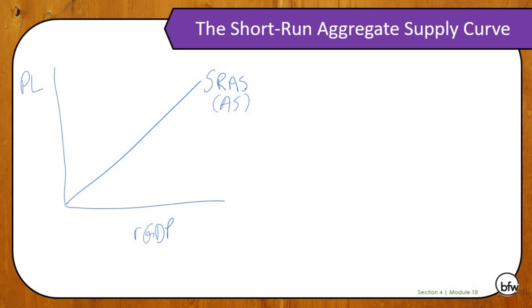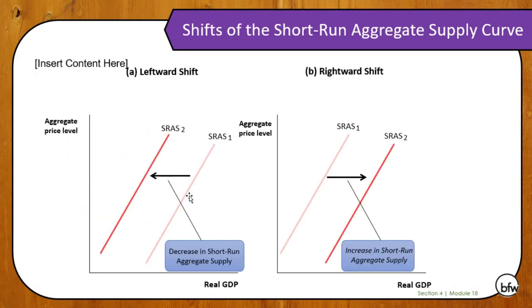It's upward sloping because as prices increase, businesses are going to produce more stuff because they can earn a higher profit in the short run. Okay. Now, just like with aggregate demand, if there's a leftward shift of the short-run aggregate supply curve, it's going to go to the left. It's a decrease in aggregate supply. If there's a rightward shift, that means there's an increase in the short-run aggregate supply.